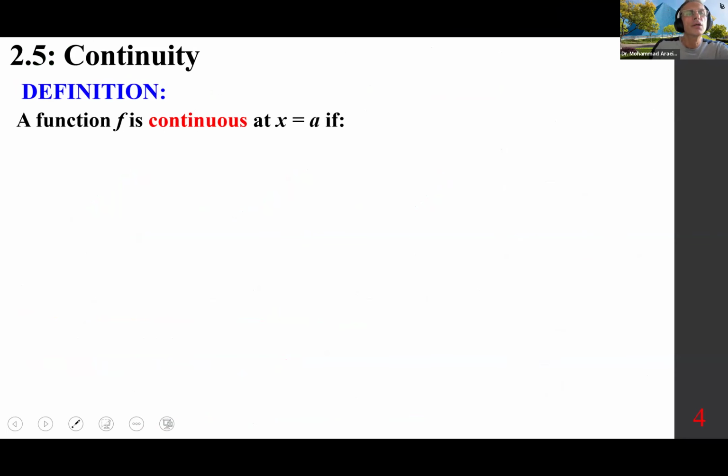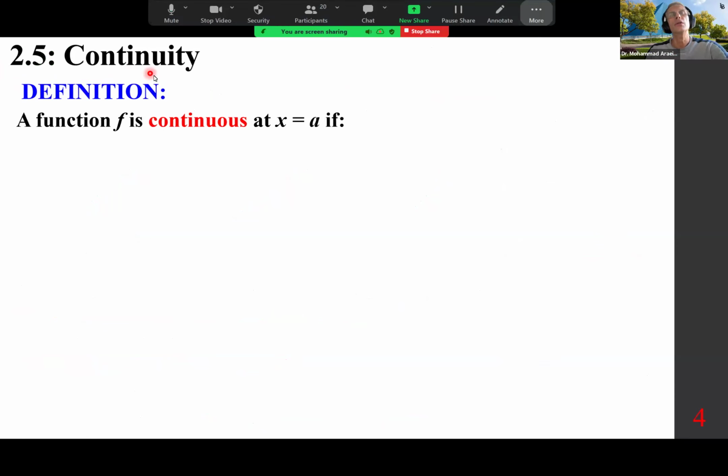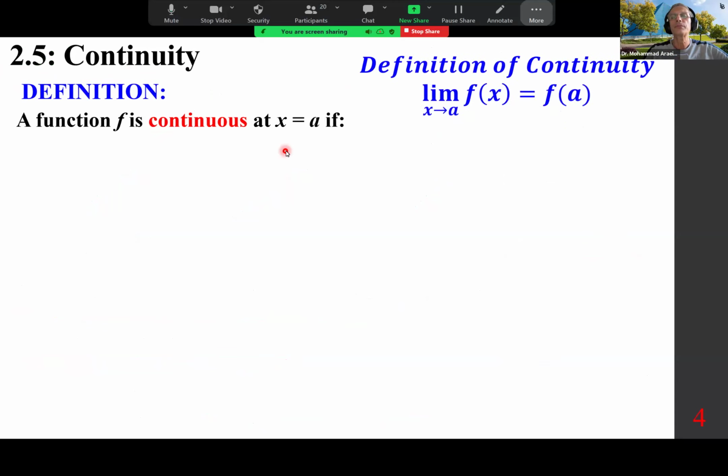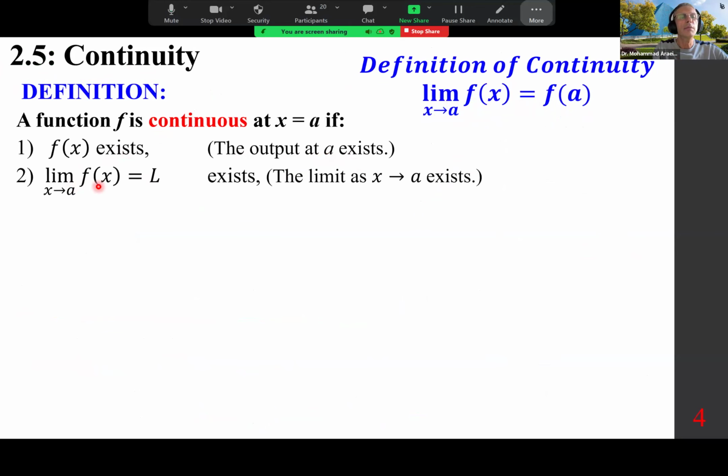And now continuity, 2.5 continuity. Here's the definition. A function f is continuous at x equals a if the limit of f of x as x approaches a equals f of a. Meaning, number one, f of a exists: the output at a, the y-coordinate. Number two, the limit of f of x as x approaches a exists, meaning one-sided limits are identical.